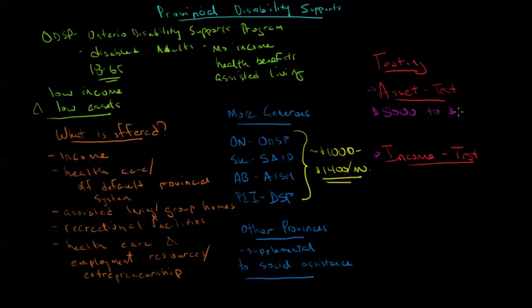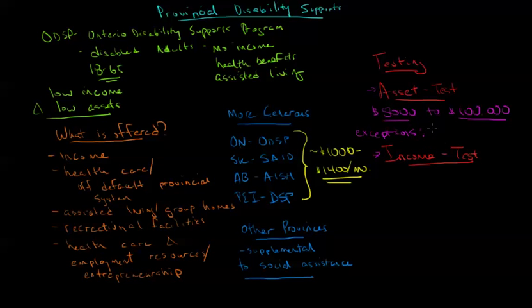up to about $100,000 of assets. And $100,000 is what is allowed in Alberta. $5,000 is pretty common in other provinces. Ontario, for example, has a $5,000 threshold. That is, if you have more than $5,000 in assets, with certain exceptions, then you're going to lose your benefits.